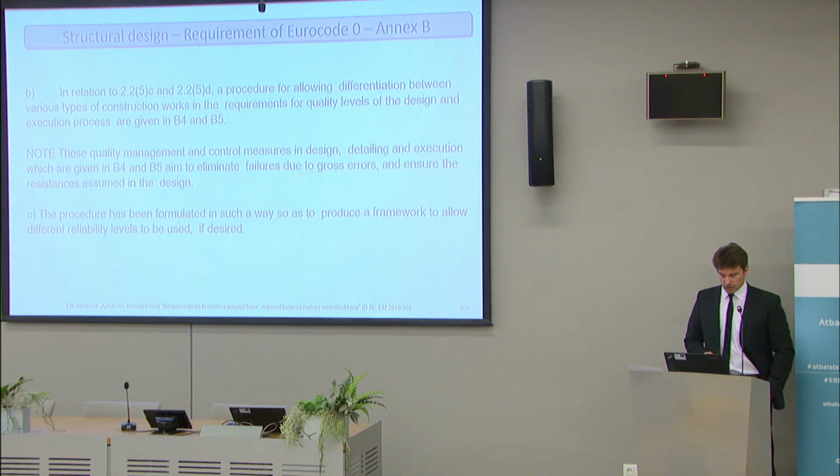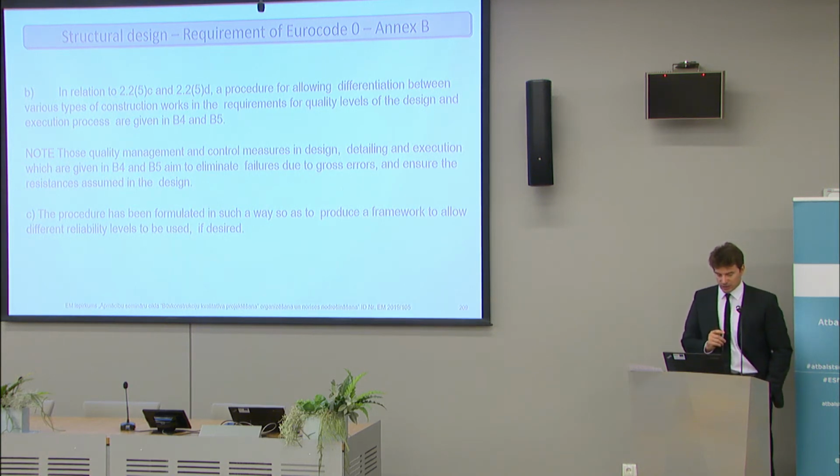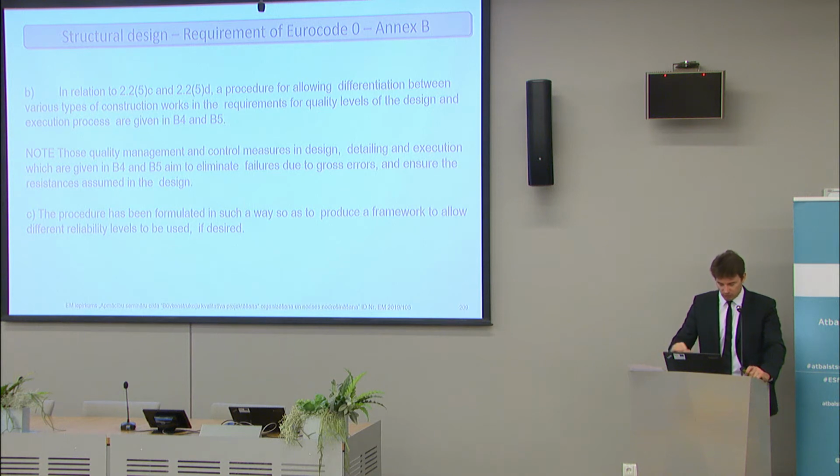I was already speaking a little bit about this. Anyways, you find here, in relation to point 2.2.5, a procedure allowing differentiation between various types of construction works. The requirements for quality levels of the design and execution process are given in B4 and B5. If you look at Eurocode 0, B4 and B5 are these sections of this Annex B, and you can find all this information there. This quality management also controls the measures in design.